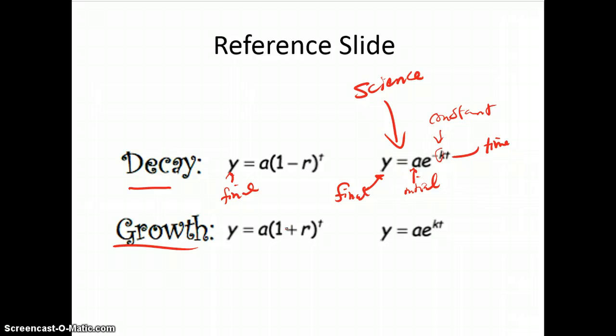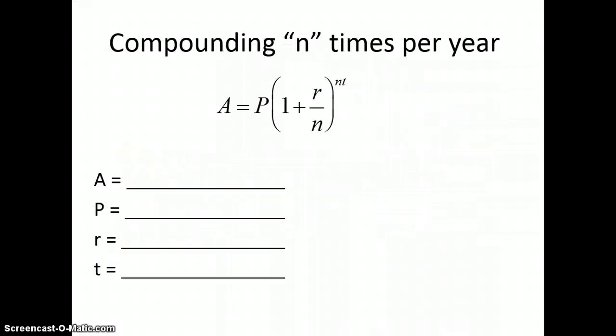Alright, so here's our basic growth and decay slides. Let's go ahead and knock out a couple of other types of problems that you might see. So here is a compounding. It says n amount of times per year. We're going to use this formula. So if it gives you a problem and it says we put this money in a bank account, it compounds 12 times a year. What's the final amount?